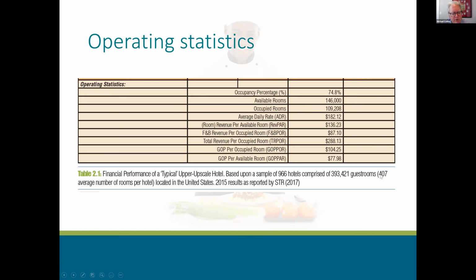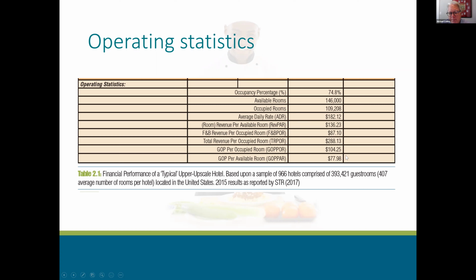The average number of rooms per hotel, these were all upper upscale hotels from STR 2015 year-end results. You can see if I take the number of guest rooms and divide by 966, it averages 407 hotel rooms. To be candid with you, when I worked for Marriott, our average full-service Marriott hotel was right at 400 rooms. That was kind of the sweet spot for getting the economies of scale we needed. Around 400 rooms is what you have.